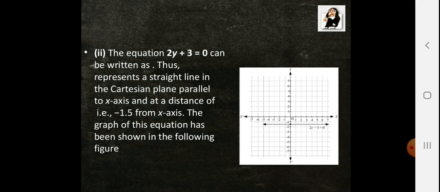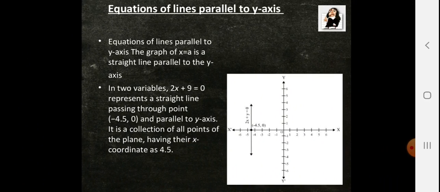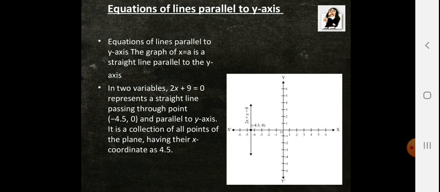So you can see that minus 1.5 I have represented here in the graph. So y is going to be negative. You can see that it is parallel to the x-axis at a distance of 1.5 on the negative side. So any value of y will give a line parallel to the x-axis, and any value of x will give a line parallel to the y-axis. Here, 2x plus 9 is equal to 0.